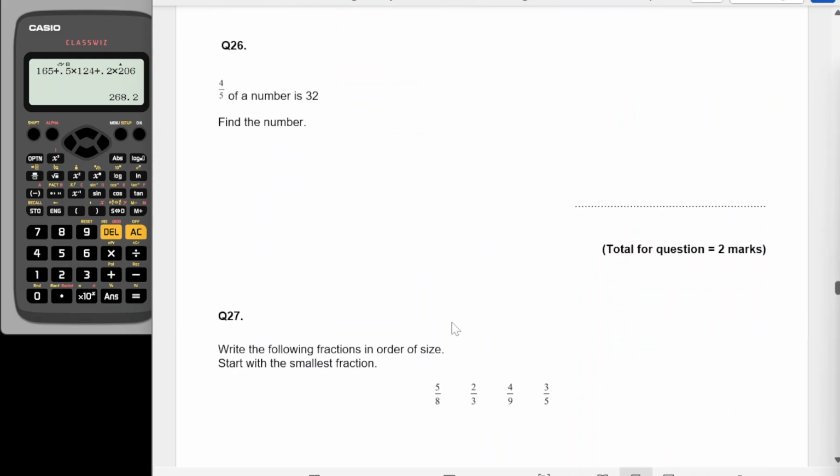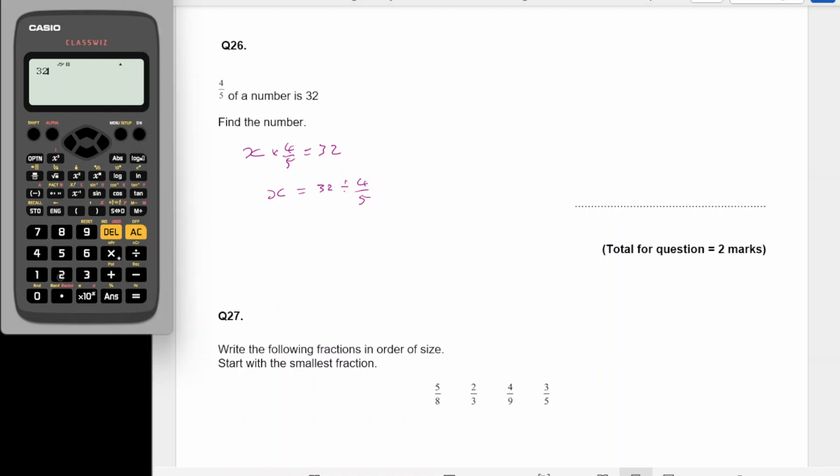Question 26. 4/5 of a number is 32. Find the number. So if x times 4/5 is equal to 32, then in effect we need to say that x is going to be equal to 32 divided by that. So 32 divided by 4/5. 32 divided by 4/5 gives us 40. So the original number is 40.